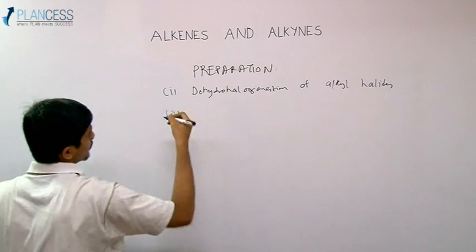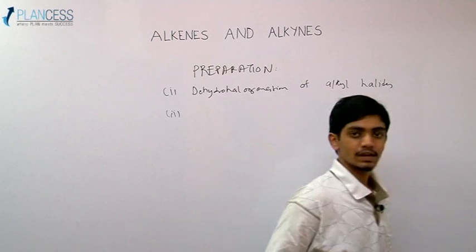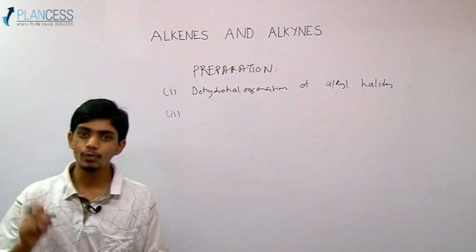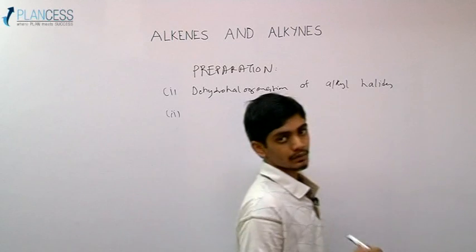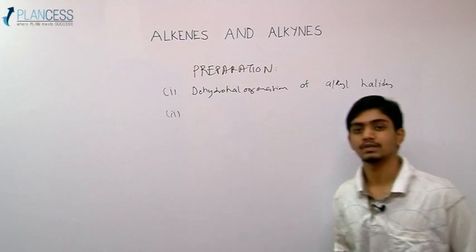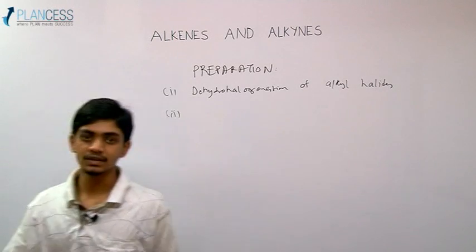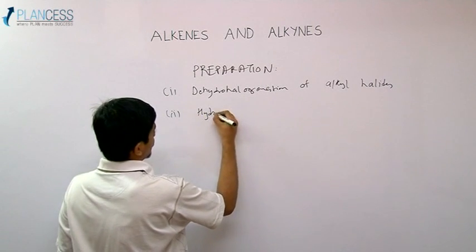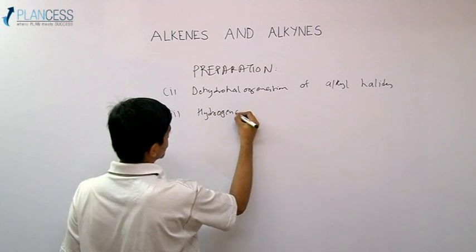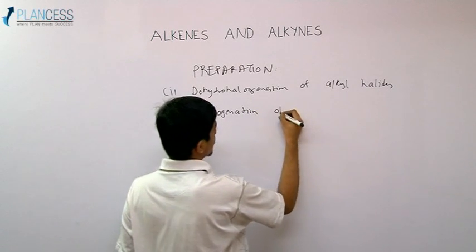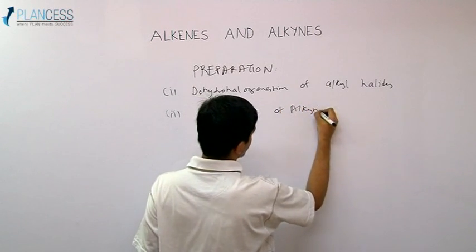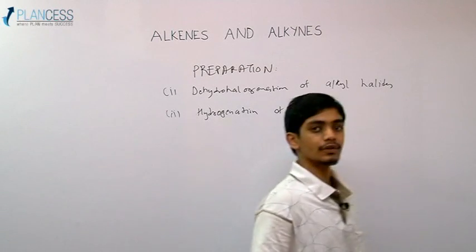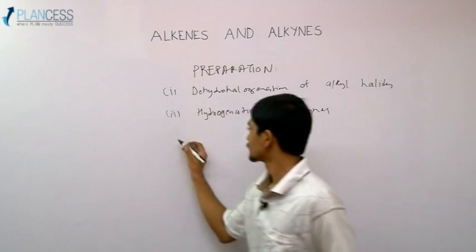Second, we can prepare this from the alkynes. Alkynes, we know that they have a triple bond, and that means if we remove one pi bond, or we hydrogenate it, that is, we put some hydrogen in it, we can get an alkene. So, hydrogenation of alkynes. Now this is quite simple. You just take an alkyne, you add a hydrogen, and you get one alkene.